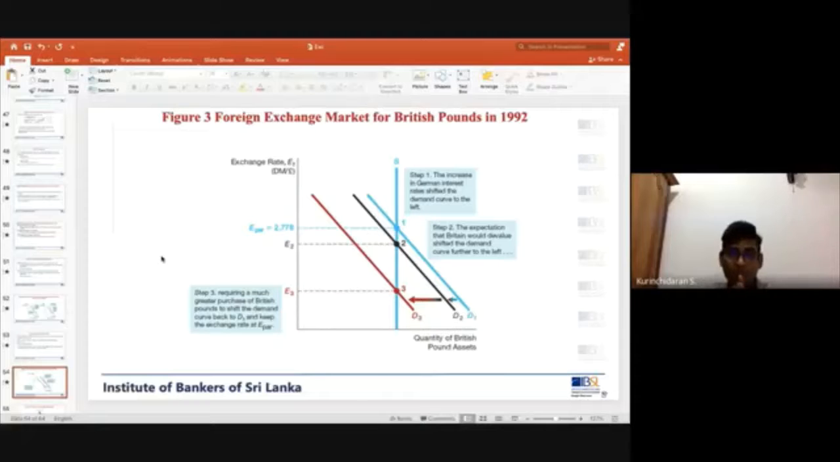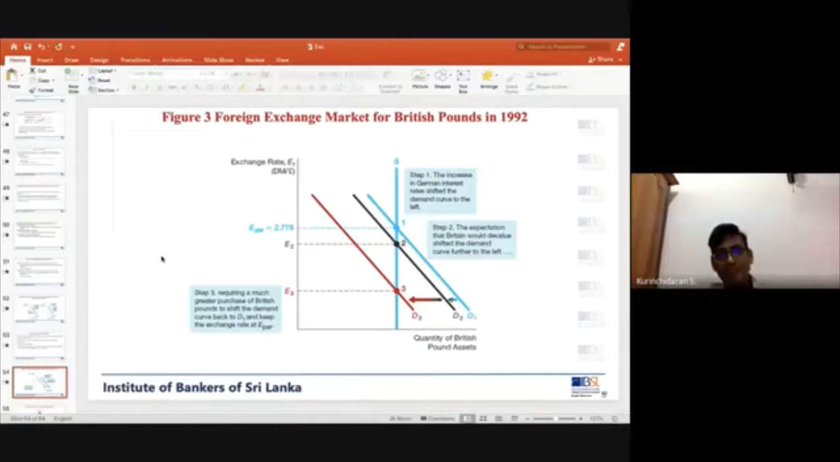Now the demand for German assets increases. What will happen to the British pound assets? It's going to decline, so it shifts the demand curve to the left. If the demand curve shifts to the left, your exchange rate is going to be at E2.